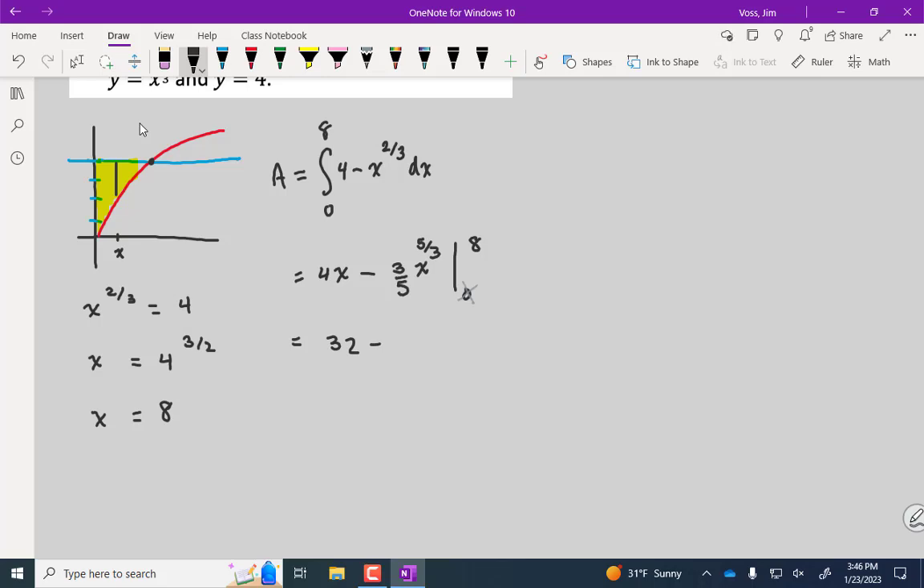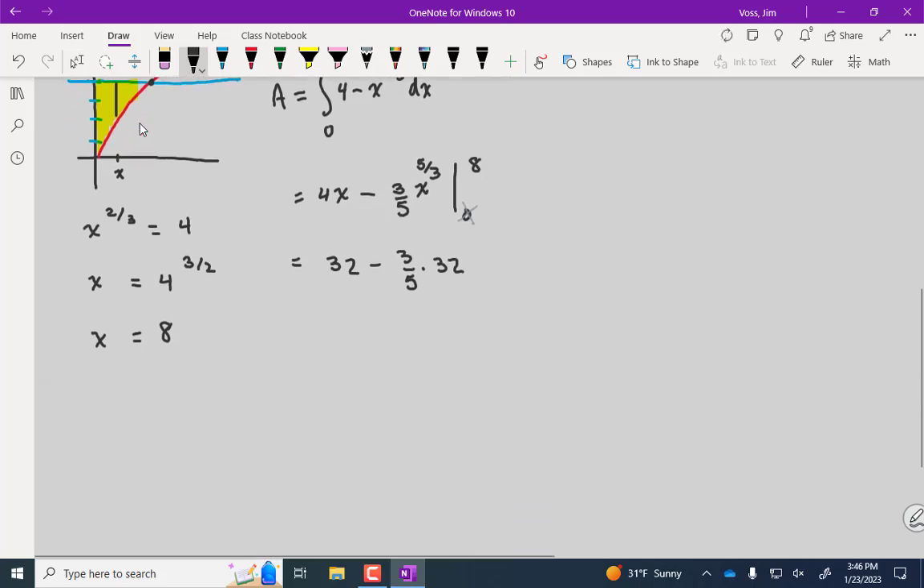The denominator is a root. In this case, it's a third root. So that is the area of the cross-sectional triangle. The cube root of 8 is 2, and 2 to the 5th is 32. Then if we integrate that cross-sectional area, we get 3/5 times 32.